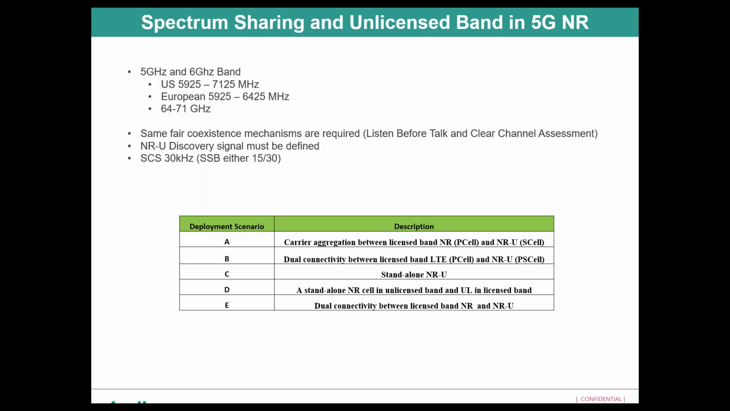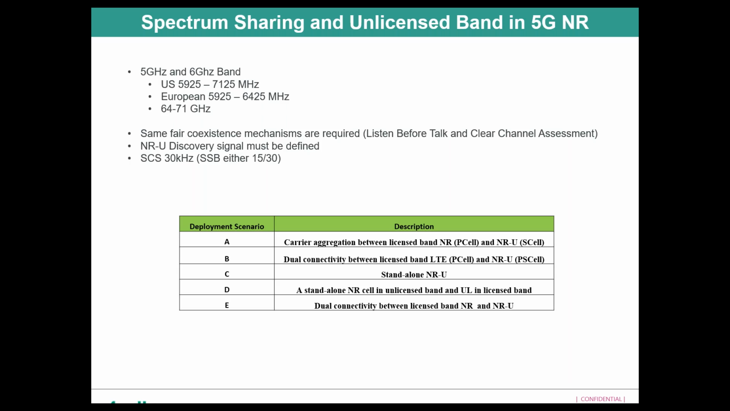So scenario A is a deployment whereby you have carrier aggregation between a licensed band, which is going to be your primary NR cell, and an unlicensed band, which is your secondary cell, or NR unlicensed, right? In this case, your NRU secondary cell could have both downlink and uplink, or it could have downlink only as well. And then your primary cell is the one that's going to be connected to your 5G core. Now that's one example.